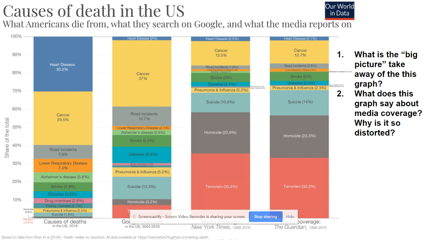And then the second column shows Google searches. You can see people search a lot for cancer, road accidents, diabetes, suicide, and then terrorism, 7%, homicide, 3.2. But then look on the right-hand side. This is media coverage, New York Times and The Guardian. These are two major publications. The Guardian's more British owned, but the New York Times is obviously the major newspaper of record that most of the mainstream media like CBS, NBC, CNN, all those, kind of use to inform what they're going to cover.